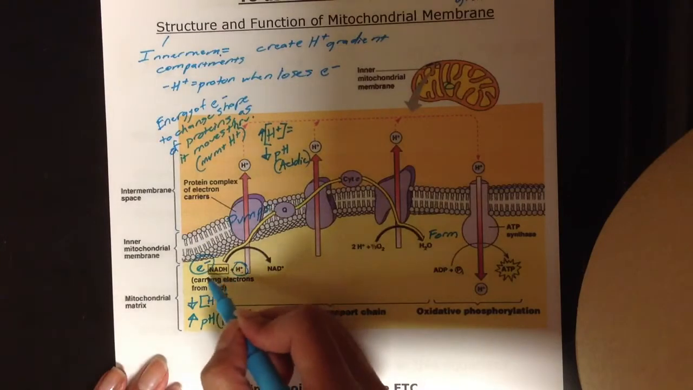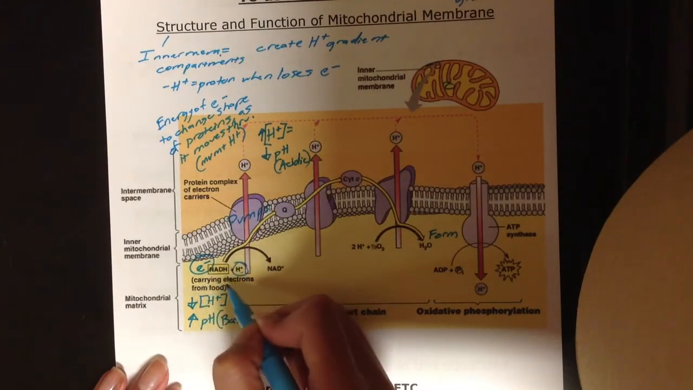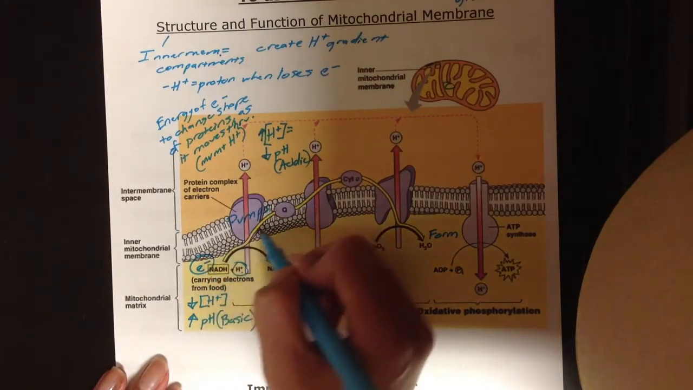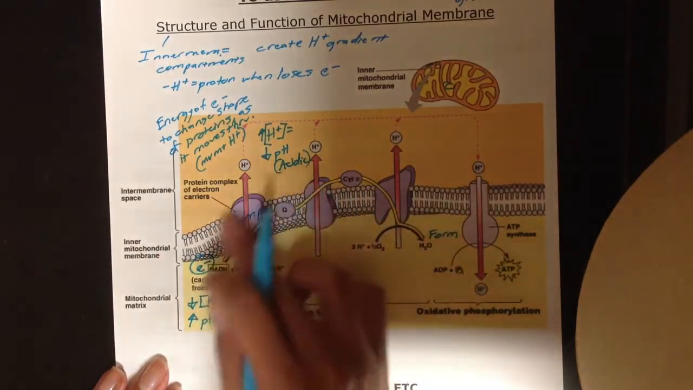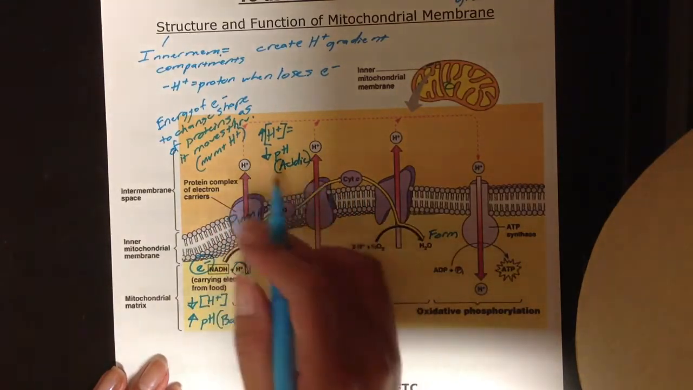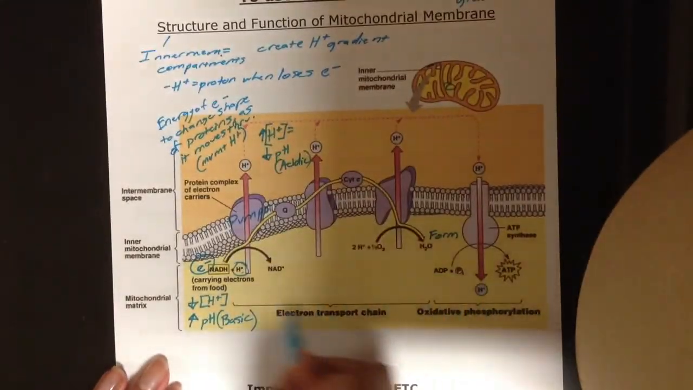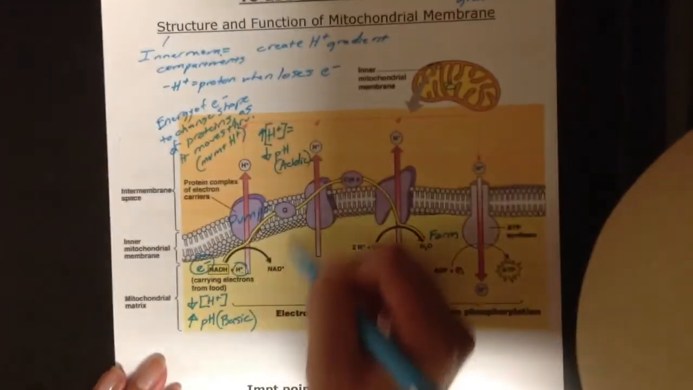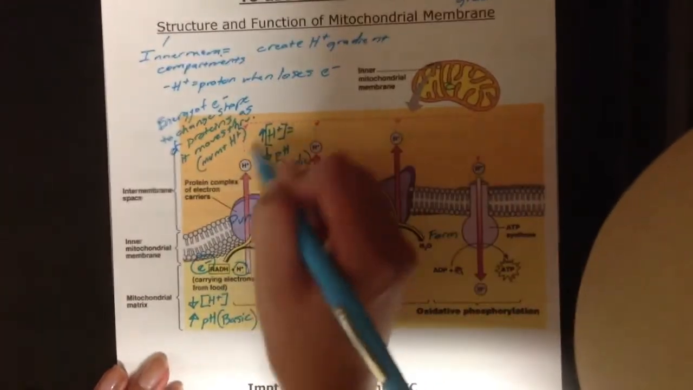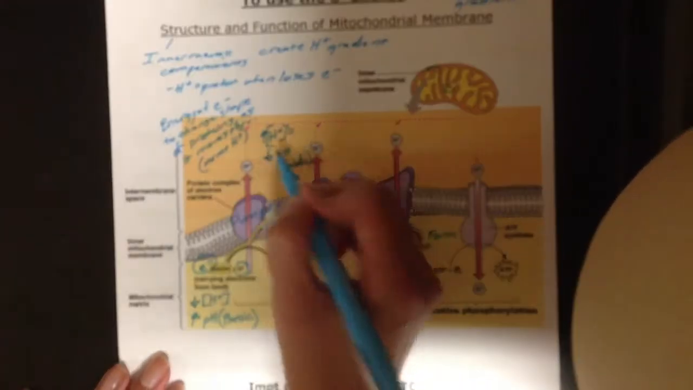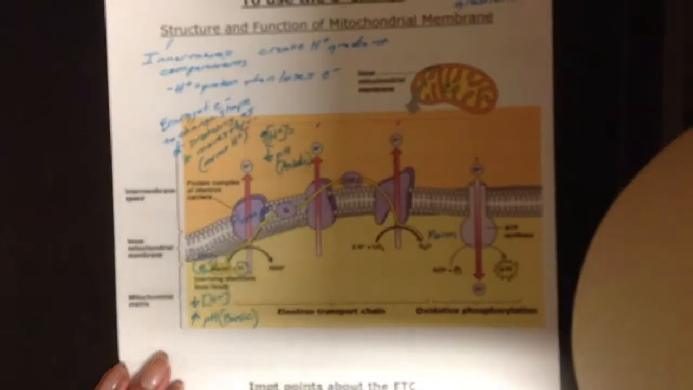All that's happening is each time the NADH carrying the electron moves through, we're changing the shape of the protein, and actually causing these hydrogen ions that are within this area to be pumped out. So we're causing this area to become more acidic or have a higher concentration of the hydrogen ions.